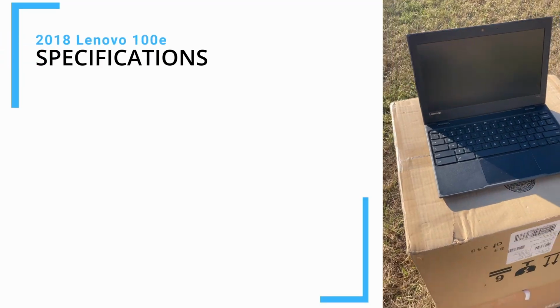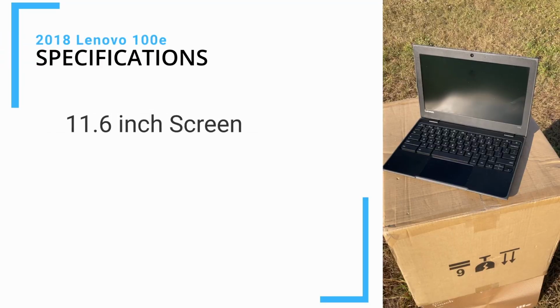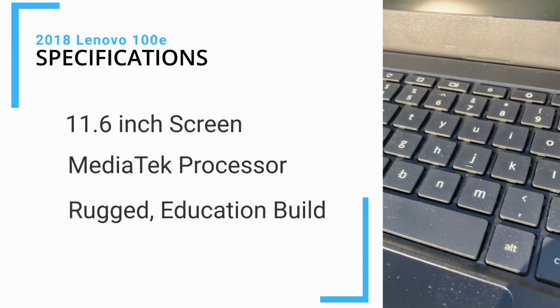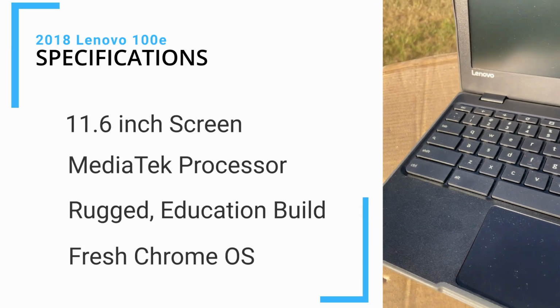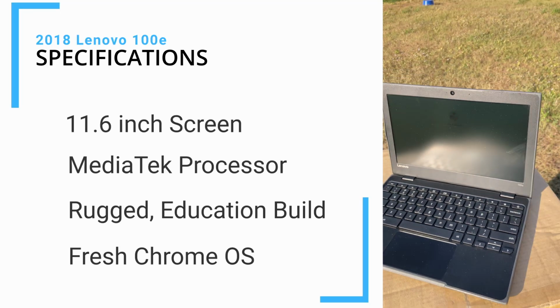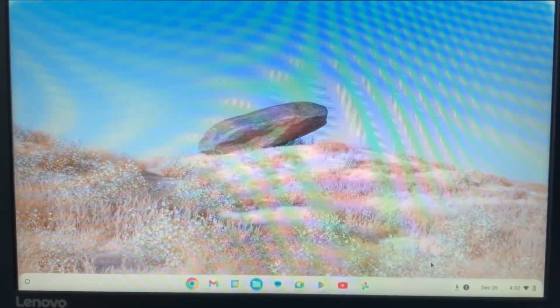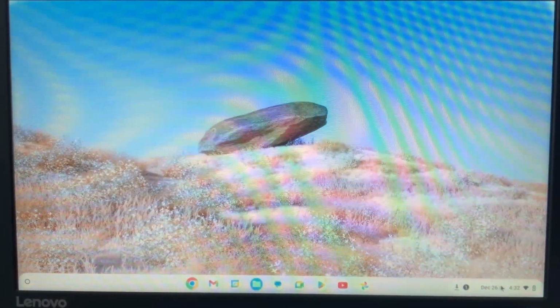Let's get into some quick specs on this Lenovo 100e. It's an 11.6-inch screen, MediaTek processor, super rugged education build. It came completely fresh after a Chrome OS power wash. The catch? That tiny drive means we're going to be tight on space. But watch this. Let's get into setting up this Chromebook to run Visual Studio Code.